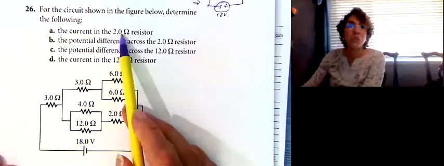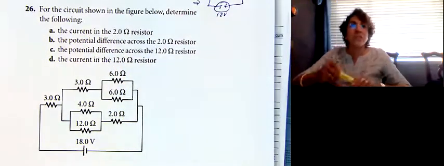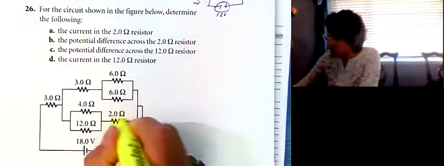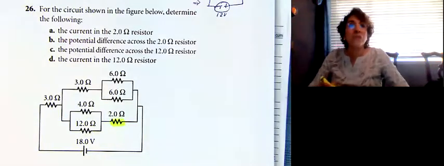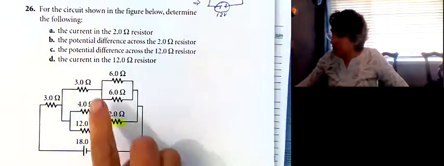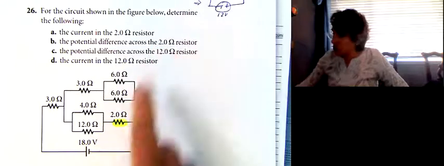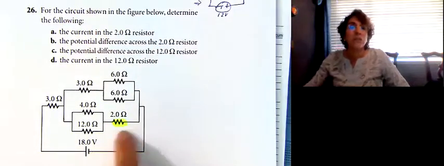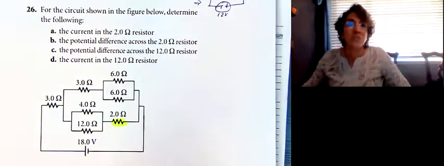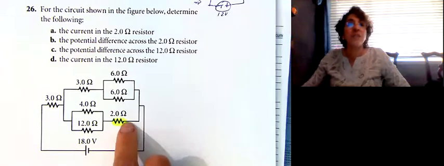How much current goes through the 2 ohm resistor? So they just want to know how much current goes through this guy right there. And then they want to know the voltage difference. What's the voltage difference across the 2 ohm? Oh, and they also want to know what the voltage drop is. It's another way to say voltage difference across the resistor.